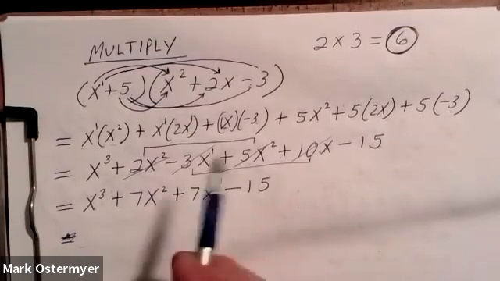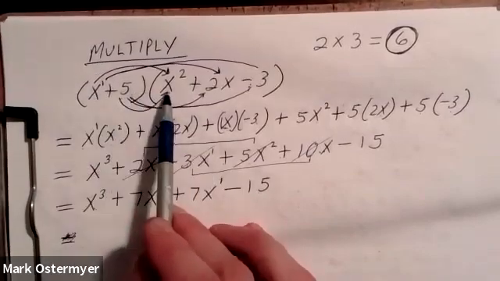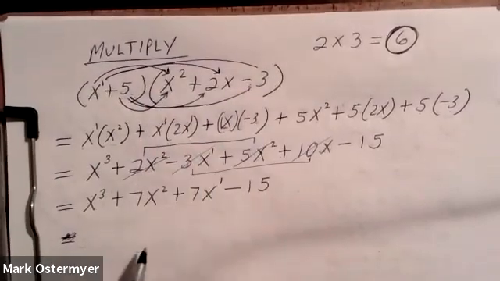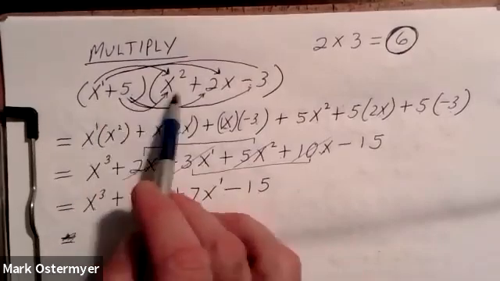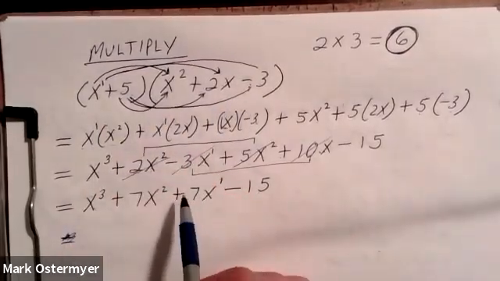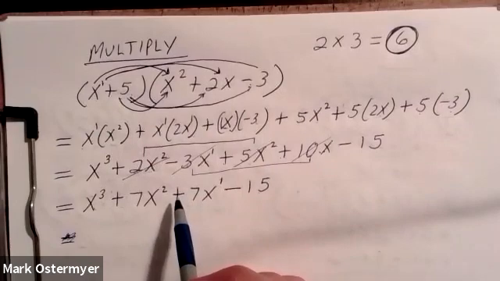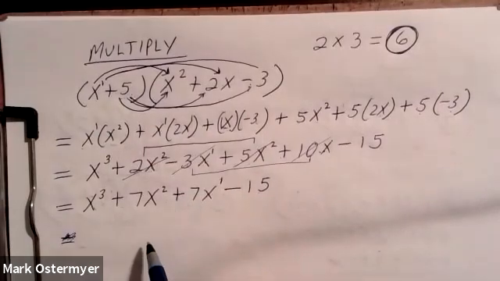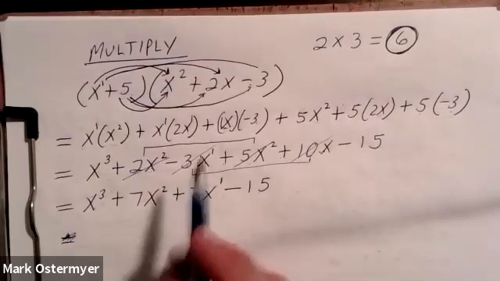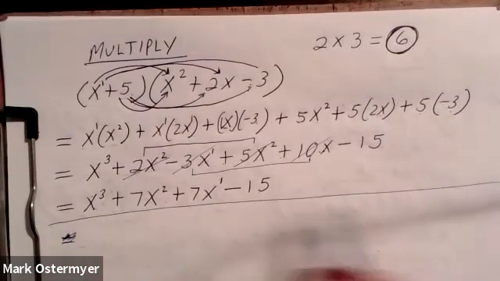Any questions how I just multiplied this binomial by this trinomial? Could you use the rectangle or the box method to do this problem? Yes, you could. Anybody want to see the box or the rectangle method? No. Nobody wants to see that method? Okay, then I guess we'll let it just be as is.